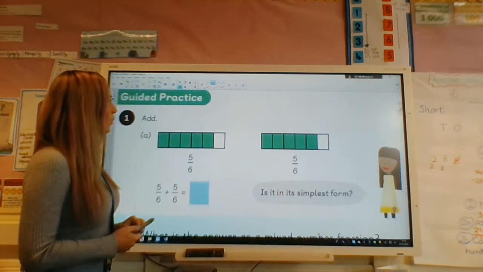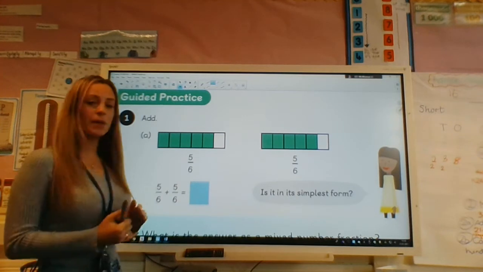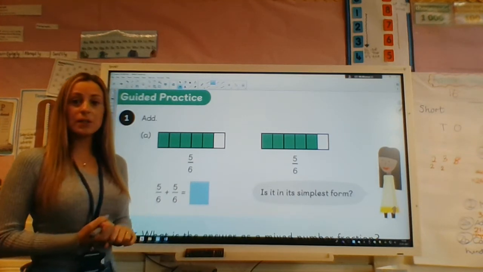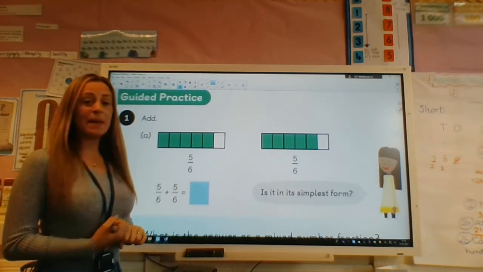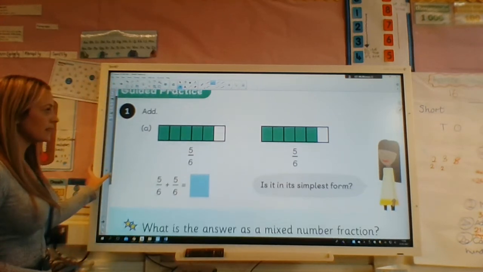Morning Year 4. We are going to carry on adding fractions today, but we're going to add another step to it. We're going to add the fractions, then do a mixed number fraction, and then simplify the fraction. I'll take you step by step.